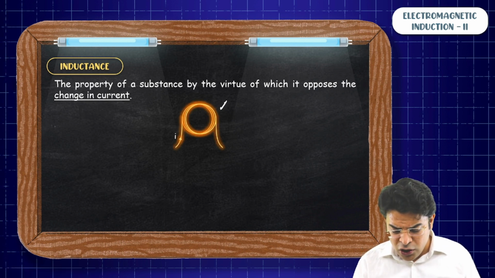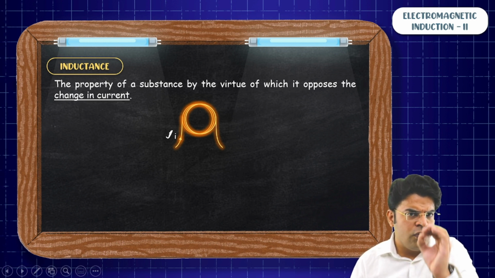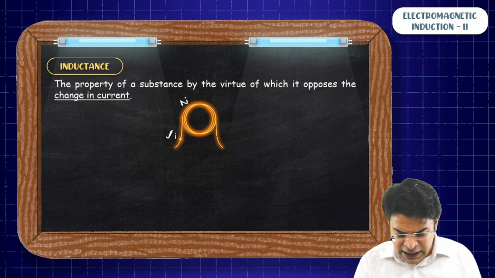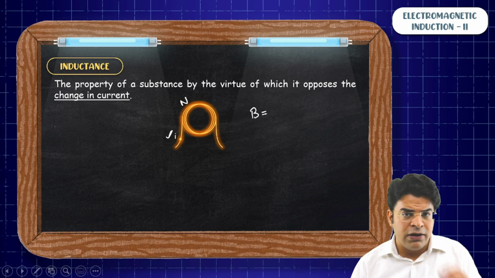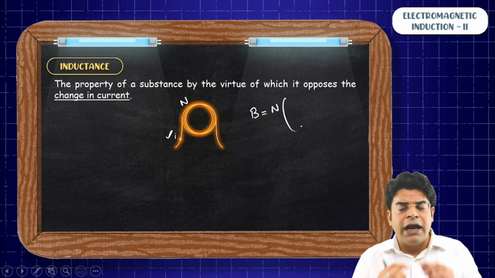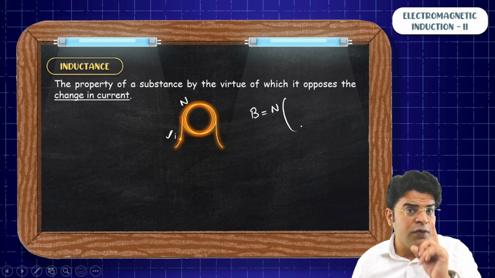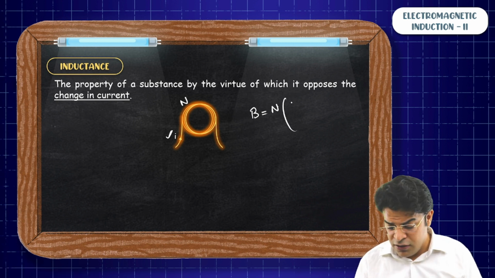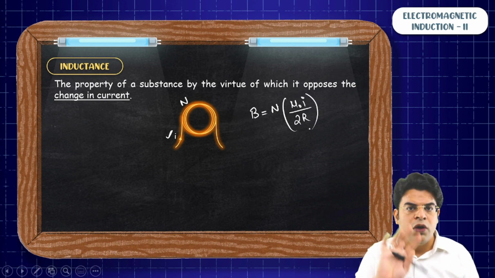Let's say we have a coil, and in this coil a current I is flowing. We know that when a current I flows in a circular coil having n turns, the magnetic field at the center of the coil is given by the number of turns multiplied by the magnetic field produced at the center by one turn. The magnetic field produced at the center by one turn is nothing but mu naught I by 2r, where r is the radius of this coil.